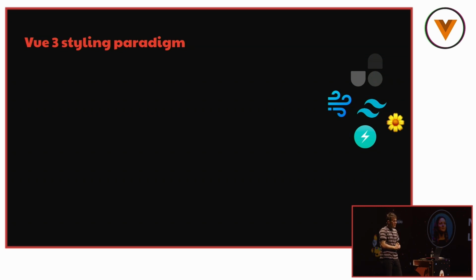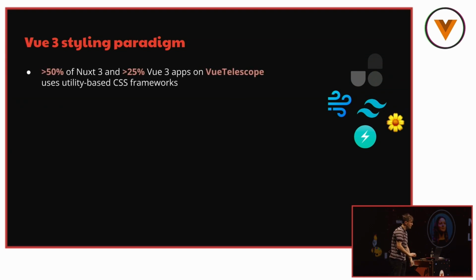Now that we have a big frame, we also need to get back at the Vue 3 current styling paradigm. So I've been going through a bit of the Vue Telescope website. Vue Telescope basically is a tool where you can see a lot of Vue deployed websites and get stats on it. It's made by Nuxt Labs. And currently, almost half of the Nuxt 3 websites are built with utility-based CSS frameworks, like UnoCSS or Tailwind CSS, for example. And 25% of Vue 3 apps are as well. And I think it says quite a lot on the current ecosystem.